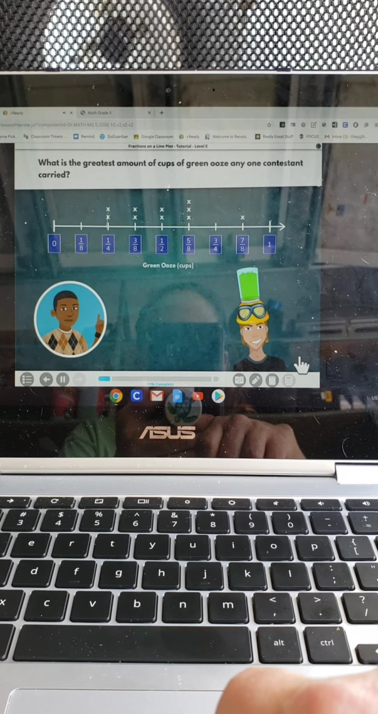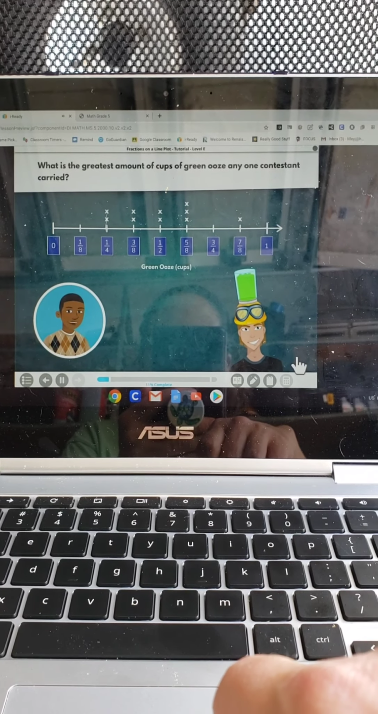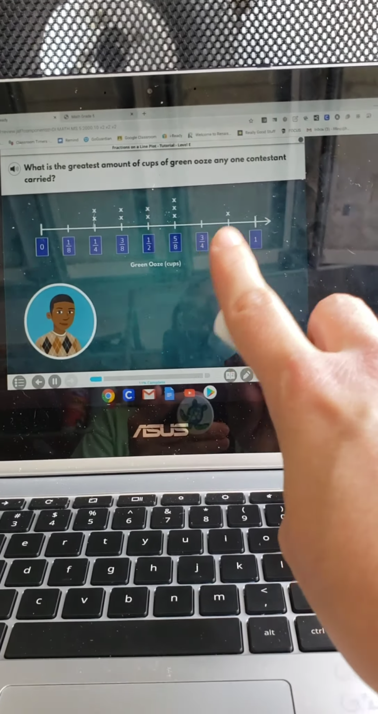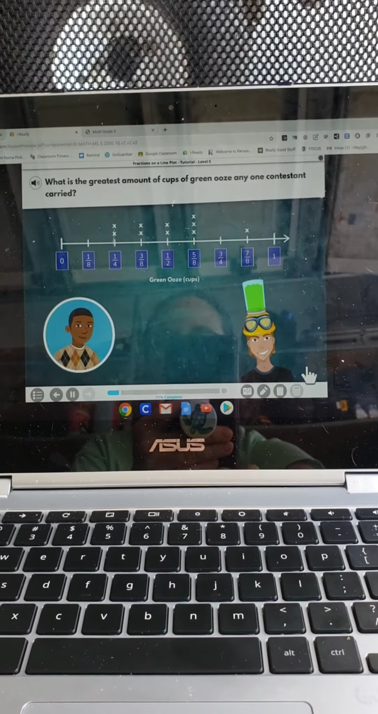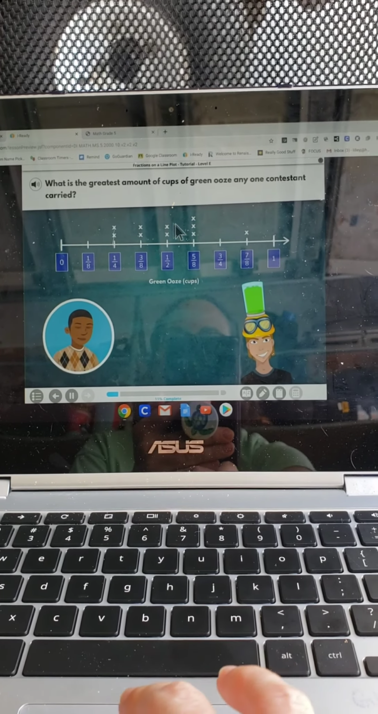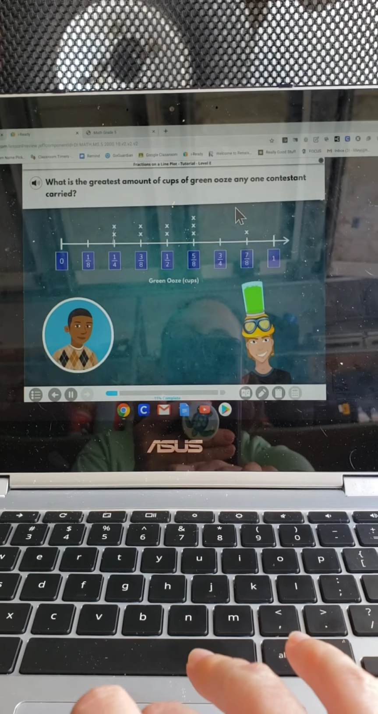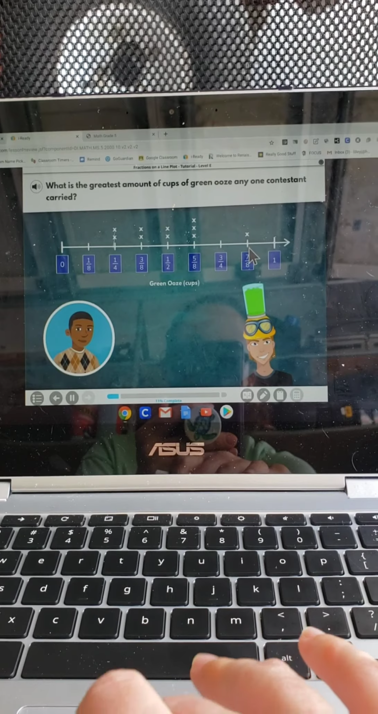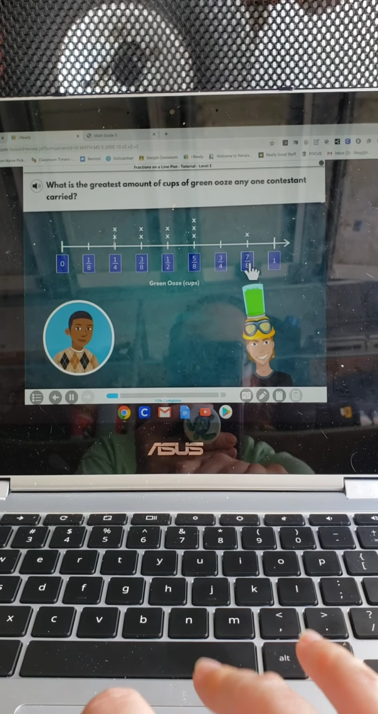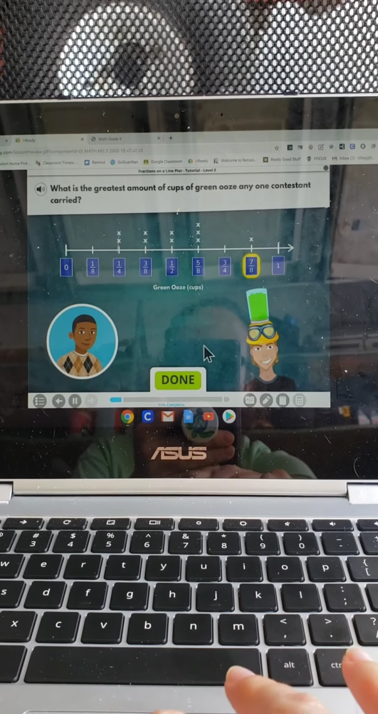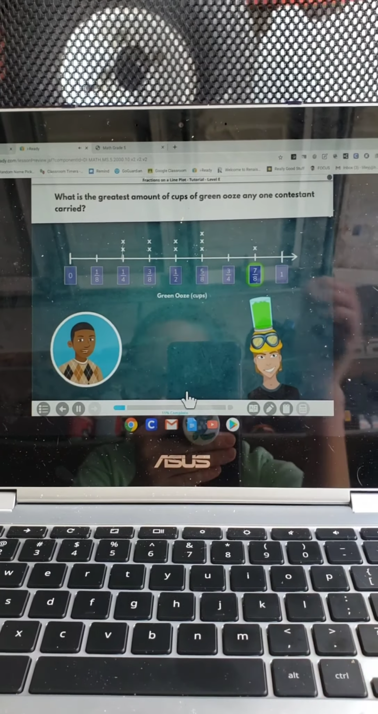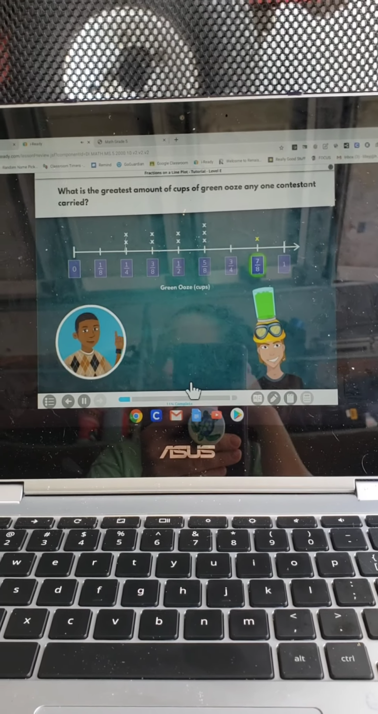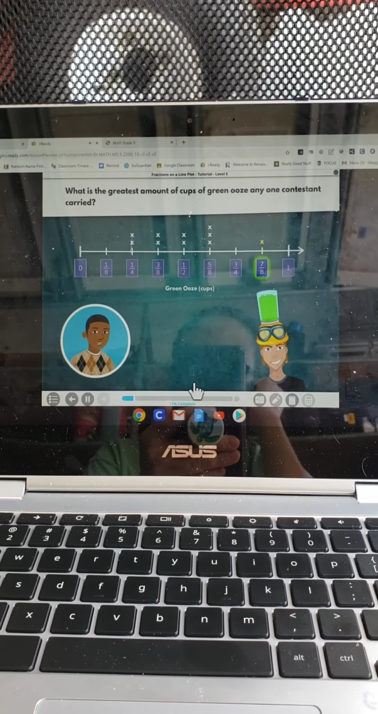What is the greatest amount of cups of green ooze any one contestant carried? Okay, they want to know what the greatest amount of cups of green ooze any one contestant carried. So these X's represent our contestants. So the greatest, which means the largest amount that any one of these contestants carried. So the X that we have the furthest down on our line plot would be 7/8. The greatest value that has an X above it is 7/8. So the greatest amount any one contestant carried is 7/8 of a cup.